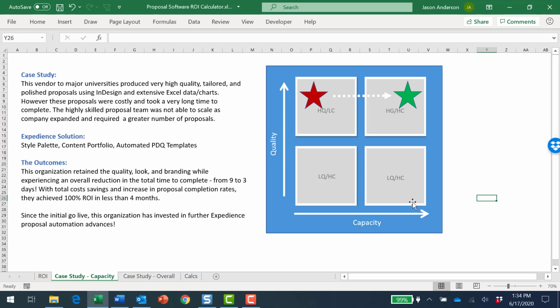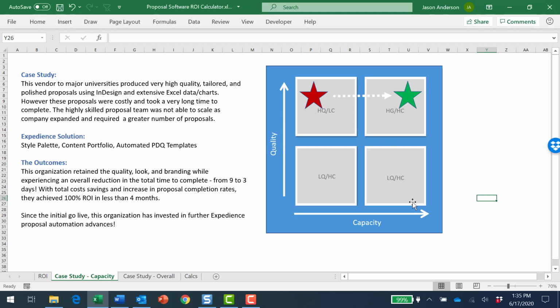They thought, well, wait a second, we're doing this in InDesign, and we don't want to give up on any of our branding elements. Our presentation is key to our proposals. So we're not willing to give up any of the ground that we have when it comes to the quality of the proposal, but we need to increase our capacity, move more quickly, and reduce our cost per proposal. And so these were their outcomes.